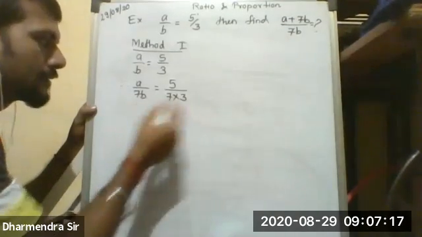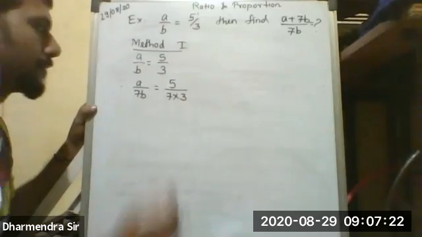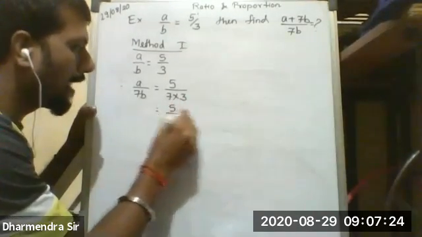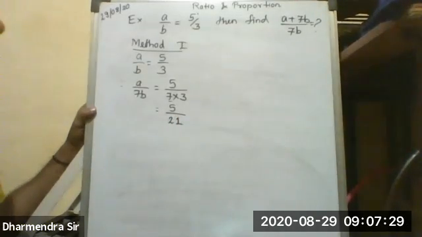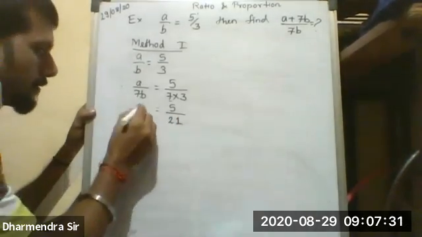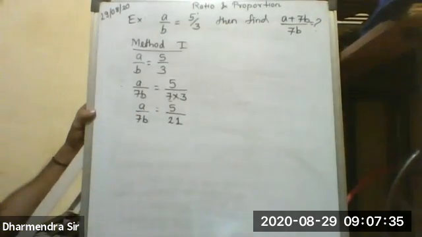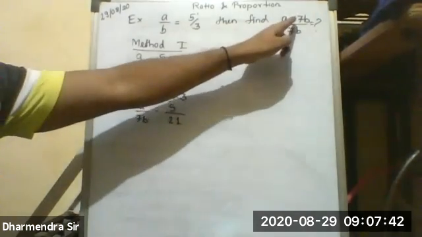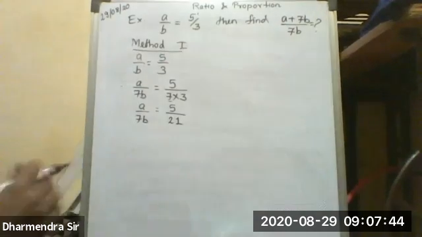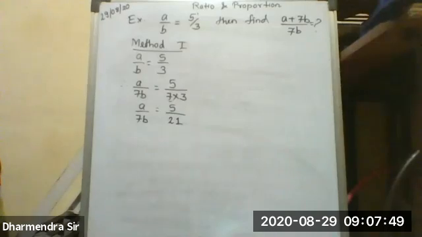Multiplying 7 on both sides of denominator. So this is equal to 5 by 7 3s are 21. So I got the value of A by 7B as 5 by 21. Now we require A plus 7B. So which operation gives me addition in numerator? Which operation?